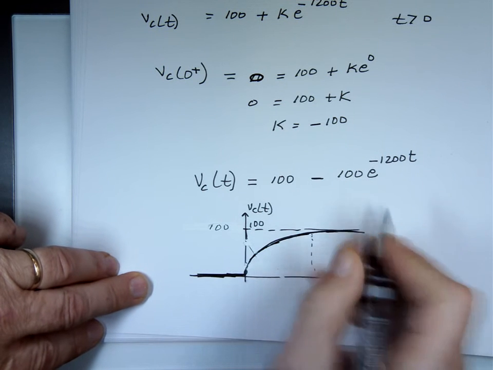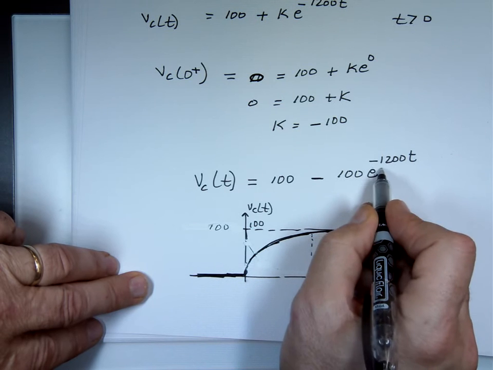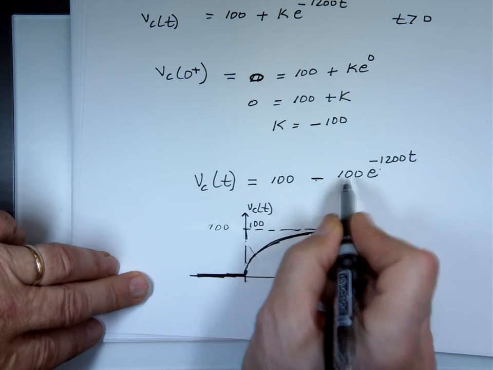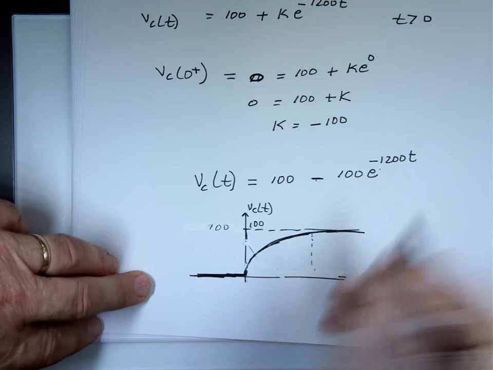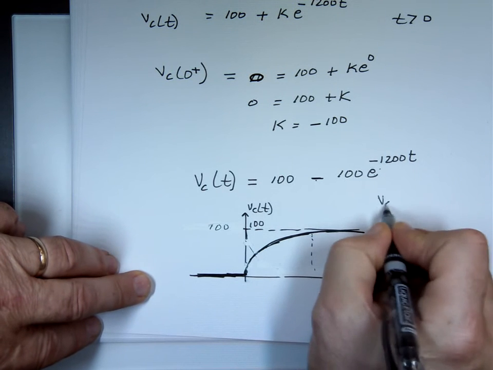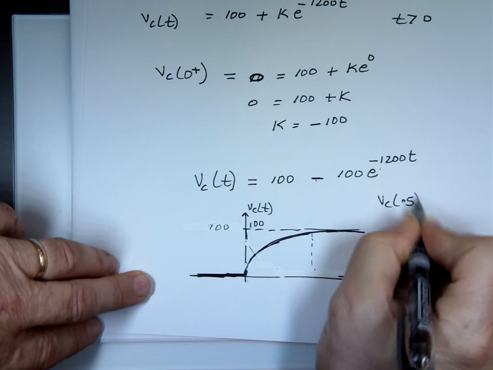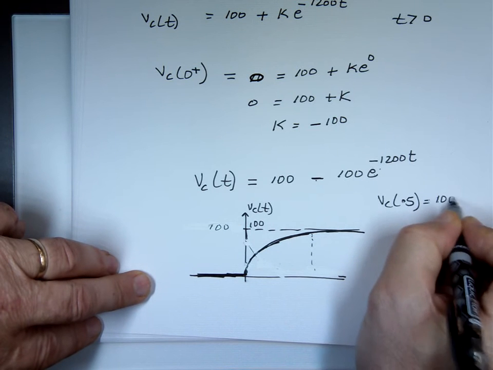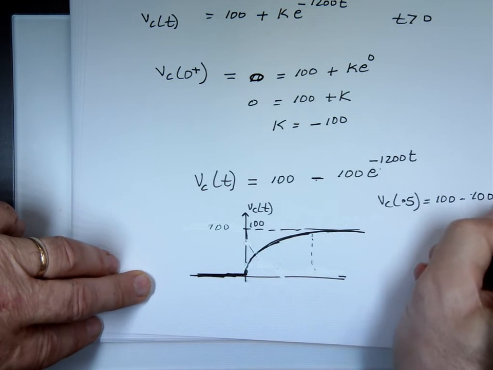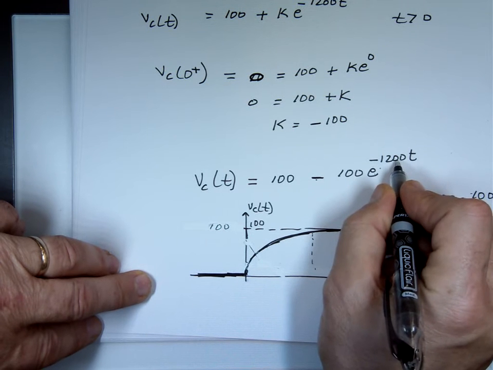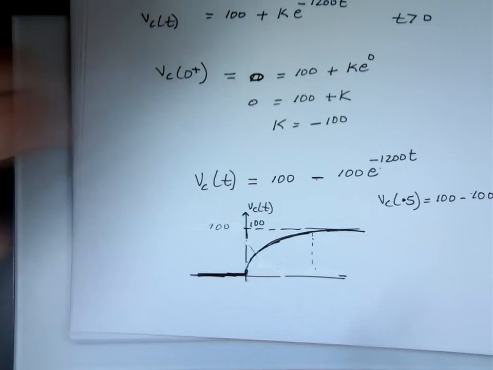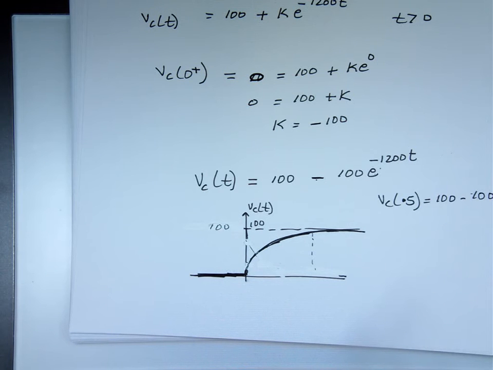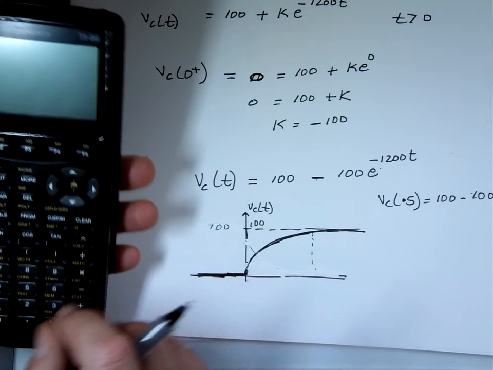Notice that at t equals 0, this is e to the 0, 1. 100 minus 100, that's 0. At t, for example, equals 0.5 seconds, what's that, negative 120? Look at that. It's almost 100, right? What is e to the negative 120?